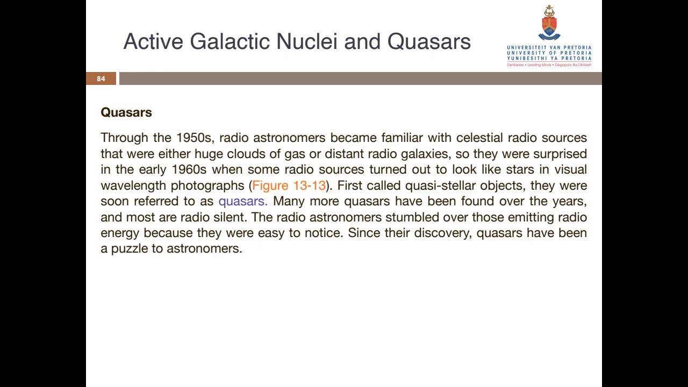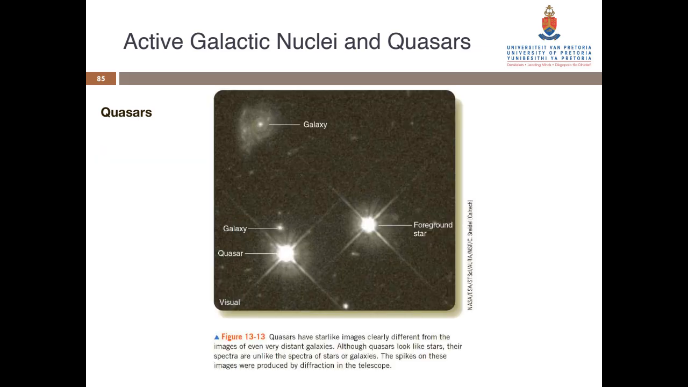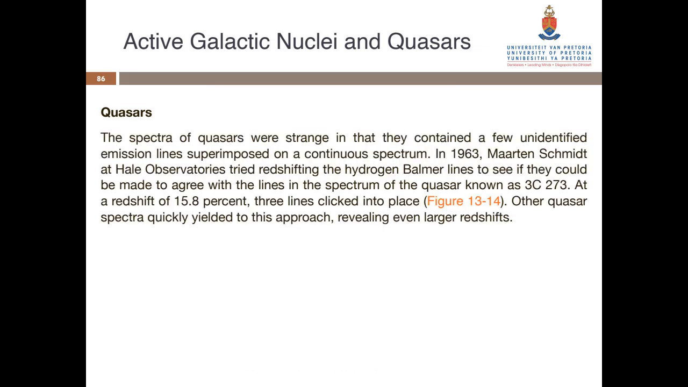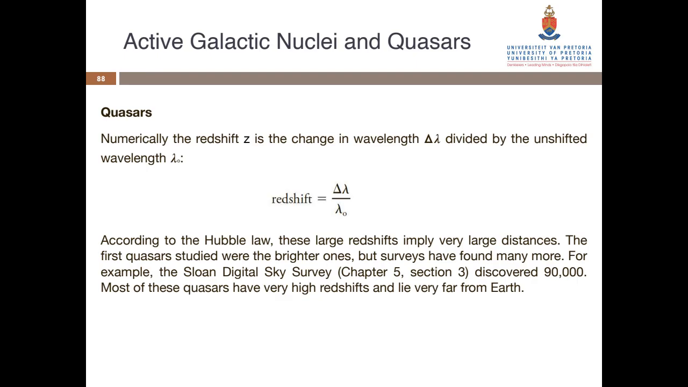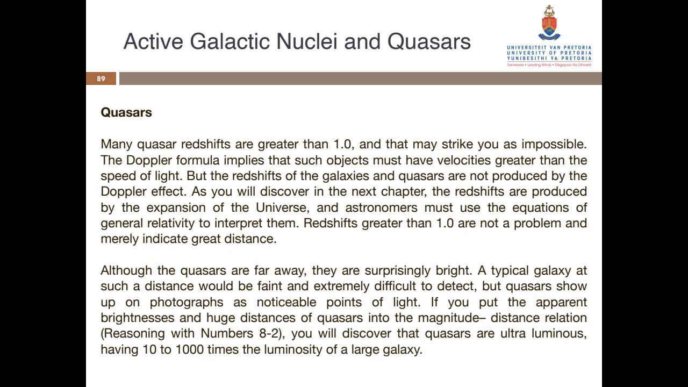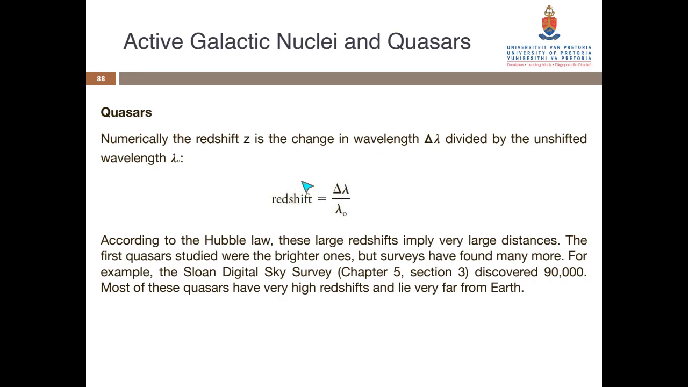So many quasar redshifts are greater than 1, and that may strike you as impossible. Remember, when you look at the Doppler formula, you cannot get a shift greater than 1. So the Doppler formula implies that such objects must have velocities greater than the speed of light. But the redshifts of the galaxies and quasars are not produced by the Doppler effect. As you will discover in the next chapter, the redshifts are produced by the expansion of the universe, and astronomers must use the equations of general relativity to interpret them. So redshifts greater than 1 are not a problem and merely indicate a great distance.